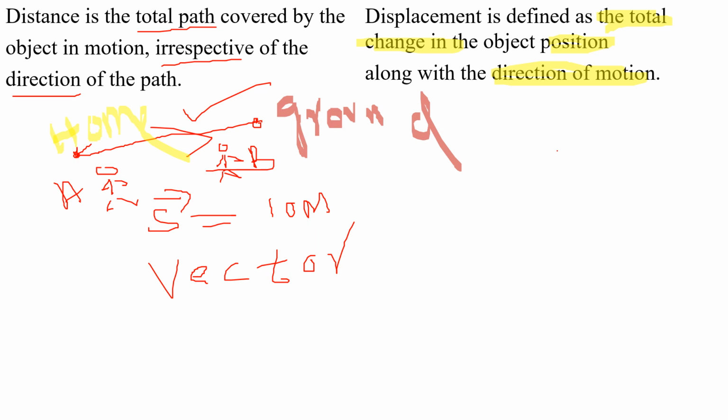So displacement is defined as a change in the object's position along with direction of motion, or you can say the shortest path traveled by the body. That is what we call displacement. It is a vector quantity.